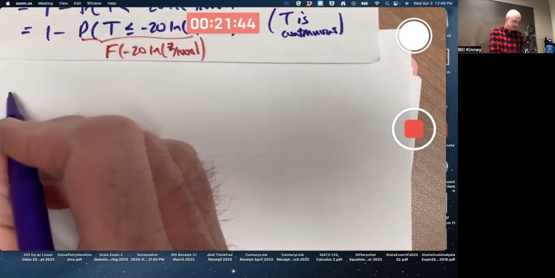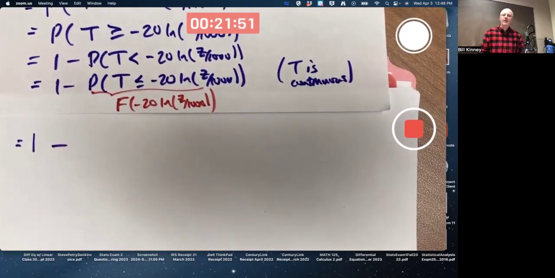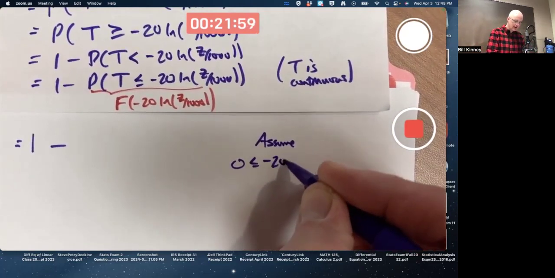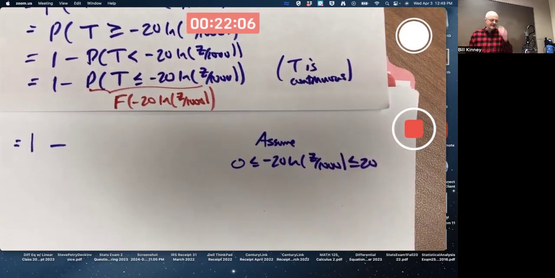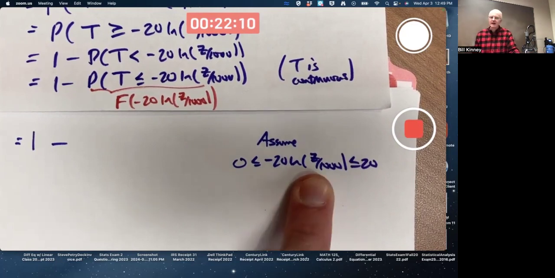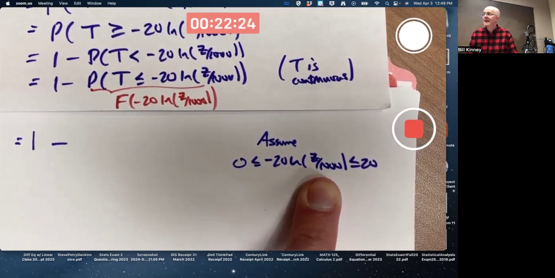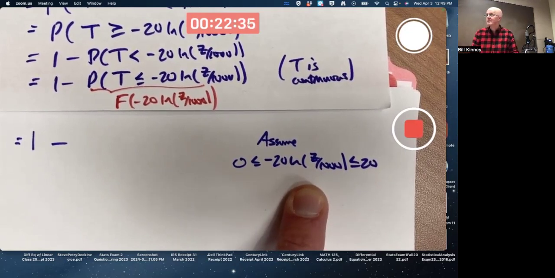Let's assume we're in the case that we're most interested in, where the input is between 0 and 20. Assume the input, negative 20 ln of Z over 1,000, is between 0 and 20. Wait a minute, does that make sense? Shouldn't this quantity that I'm pointing at be negative? Not for this example. Z is the present value of a future $1,000 payment. It's going to be less than $1,000, so Z over 1,000 will be less than 1. ln of a number less than 1 is negative. Graph the ln, it's negative over here. Negative times negative is positive. This is a positive quantity, or at least a non-negative quantity.